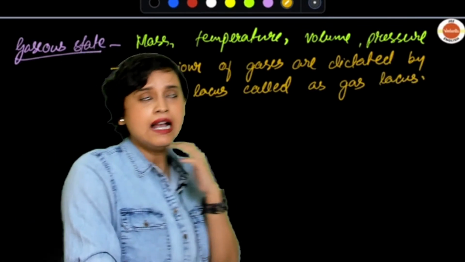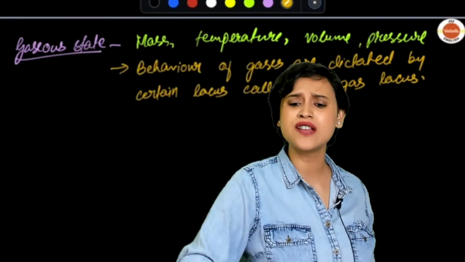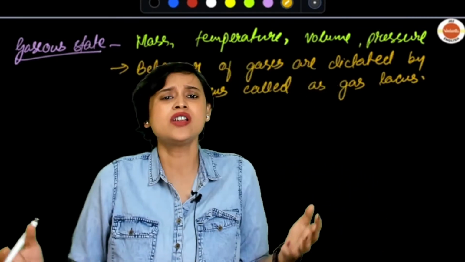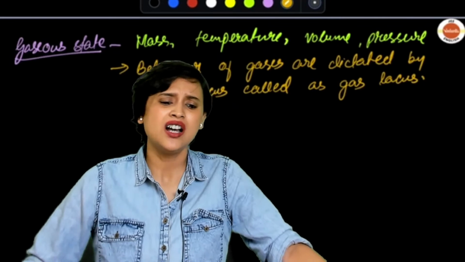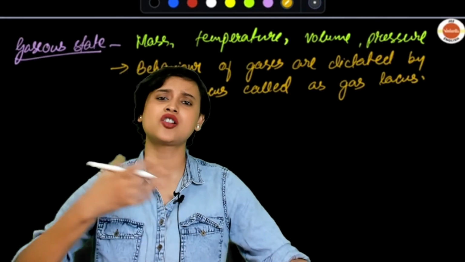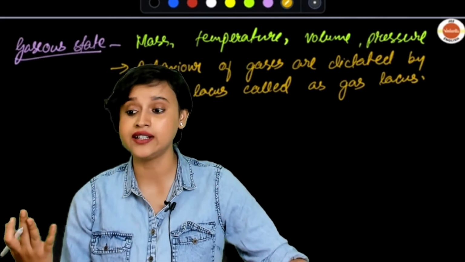And what are these laws? How did we come across these laws? They were basically a result of certain experiments that many scientists did.